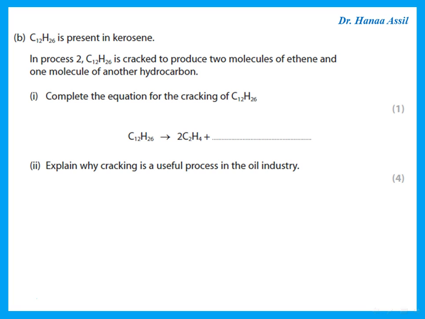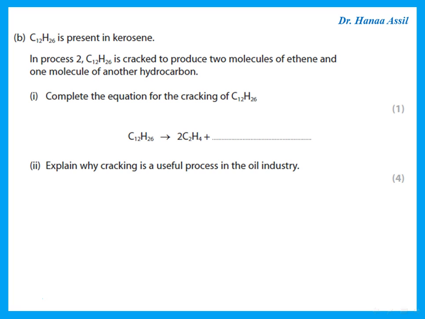Cracking is the breakdown of long chain hydrocarbons into shorter chains. So we're breaking down the C12H26 into 2 molecules of ethene, which is C2H4, plus what? Of course, the rest of the C12 and the rest of the H26, that is what we're looking for.